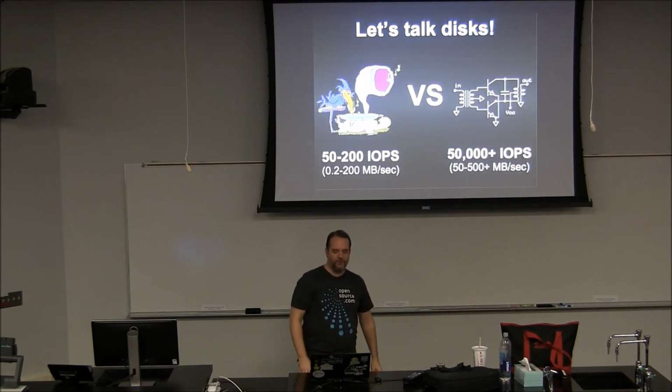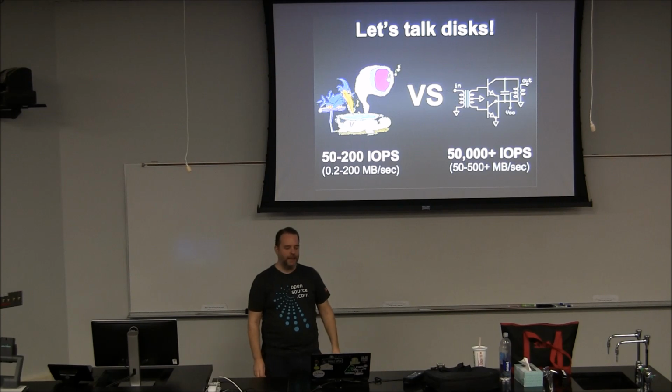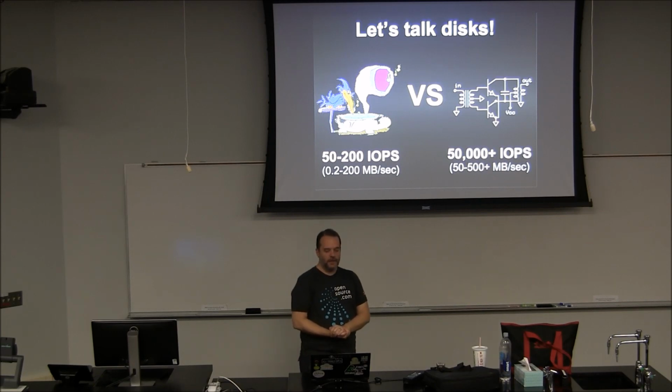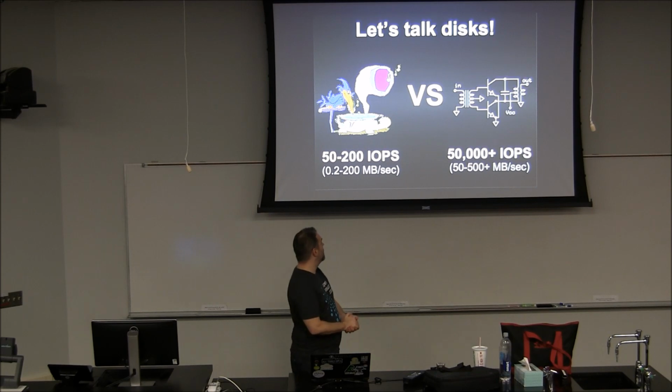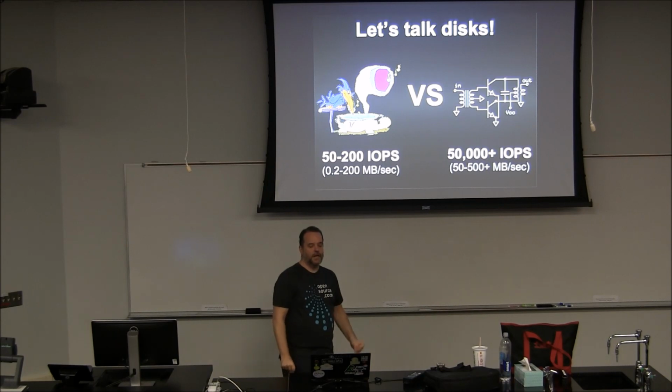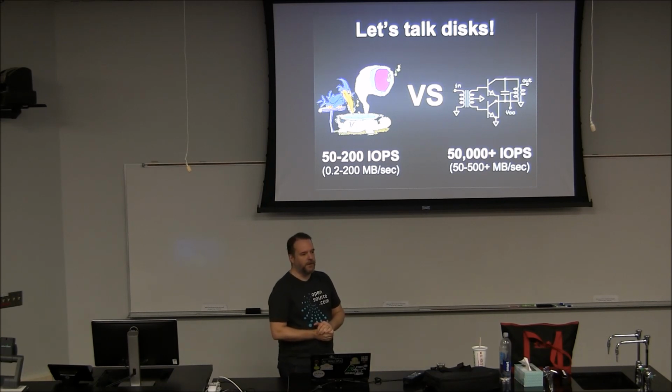Now, when we look at actual IOPS, the most you're going to get out of a conventional disk is somewhere between 50 to 200 IOPS. When you're actually bound on IOPS, you're going to plummet down as low as 0.2 megabytes per second. Your absolute best case on a super fast enterprise drive, you might hit 200 megabytes a second. Versus the solid state disks, where you're looking at 50,000 plus IOPS all day long, and speeds of 50 to 500 plus megabytes a second.